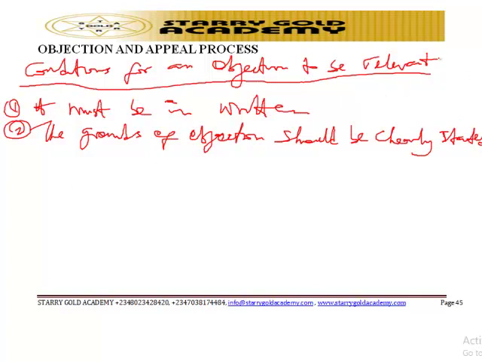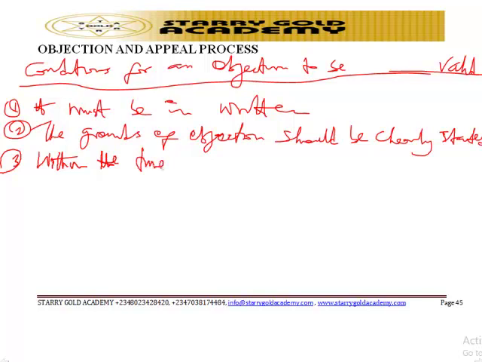So, conditions for an objection to be valid. Let's use valid instead of relevant. Conditions for an objection to be valid: one, it must be in writing. The grounds of objection must be stated, and it must be within the time limits stated or specified in the notice of assessment.